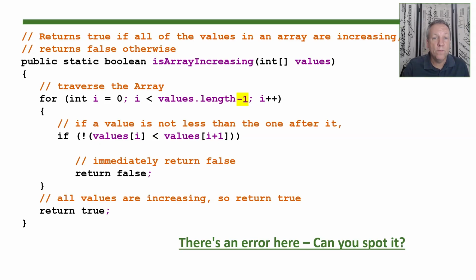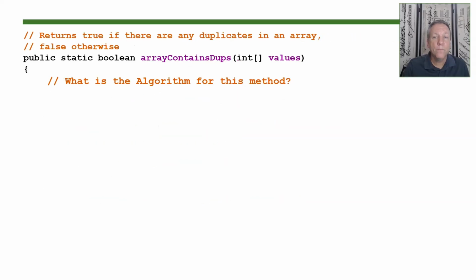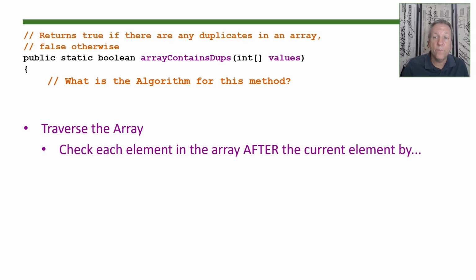Let's try one more. So here we want to determine if there are any duplicate values within a given array. This method returns true if there are duplicates in the parameter array called values, false otherwise. Again, let's discuss the algorithm first. So what are the steps that we'll take to find the existence of any duplicates?